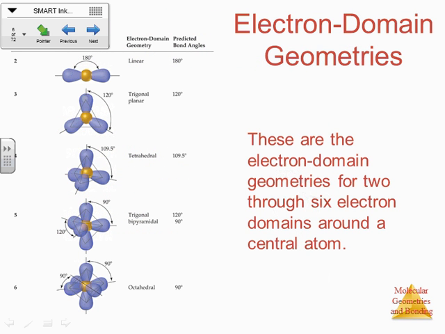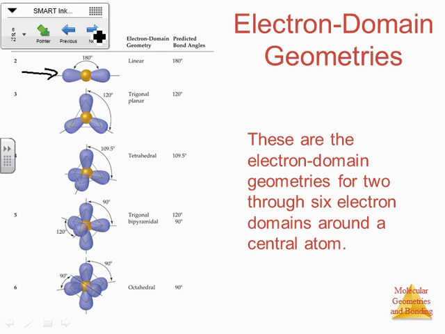Okay, so here are the electron domain geometries, for 2 through 6 electron domains, and these are the ones that you're normally going to have. If you only have 2 domains around a central atom, then it's going to be linear, like this one up at the top here. Because the way that these 2 domains can get as far away from each other as possible is to be on opposite sides of the atom, so that would be linear.